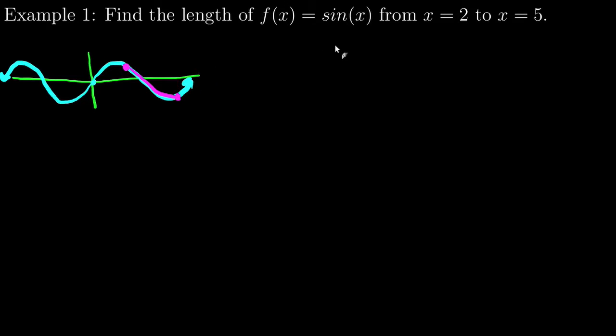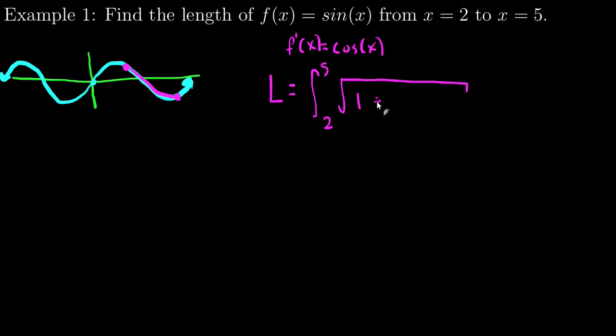And so all I do is I find f prime, or find dy dx, which in this case will be cosine x, and then follow the formula. The length will be the integral of that sort of distance formula thing, integral from 2 to 5 of the square root of 1 plus cosine of x squared dx.